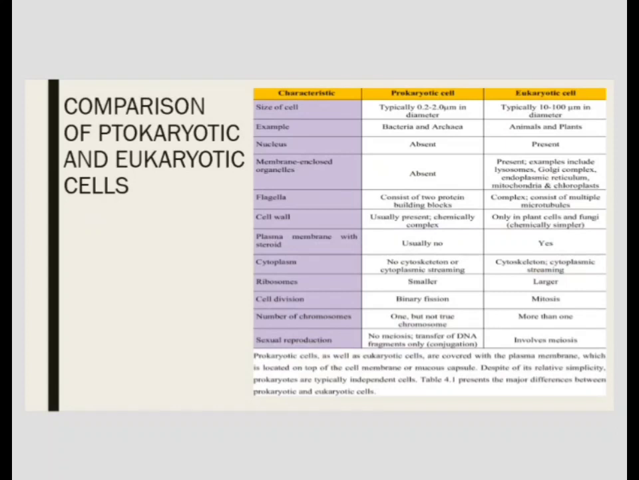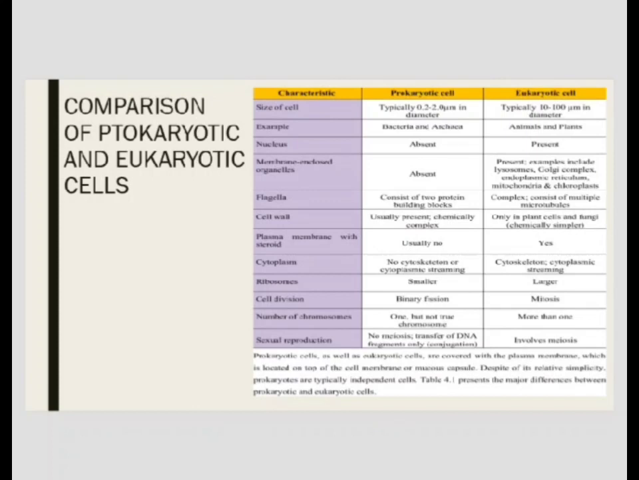So let's move on to the comparison of prokaryotic and eukaryotic cells. I'm going to discuss some of these characteristics. When it comes to the size of a cell, prokaryotic cells are typically 0.2 to 2.0 in diameter, and eukaryotic cells are typically 10 to 100 in diameter. Examples of prokaryotic cells are bacteria and archaea. In eukaryotic cells, it is animals and plants. When it comes to the nucleus, in prokaryotic cells the nucleus is absent, while in eukaryotic cells it is present.